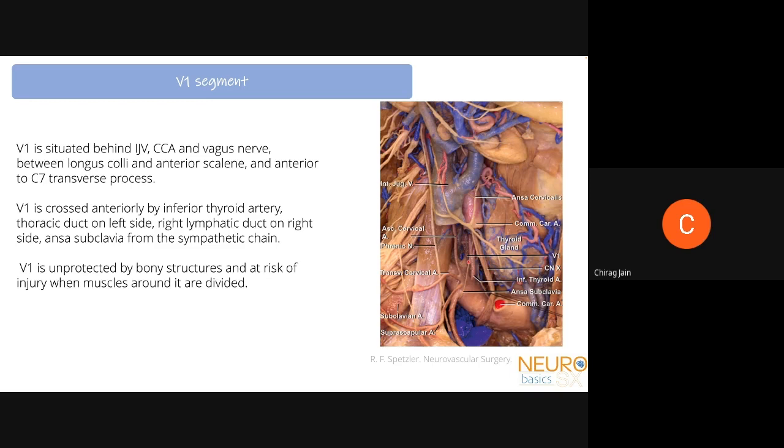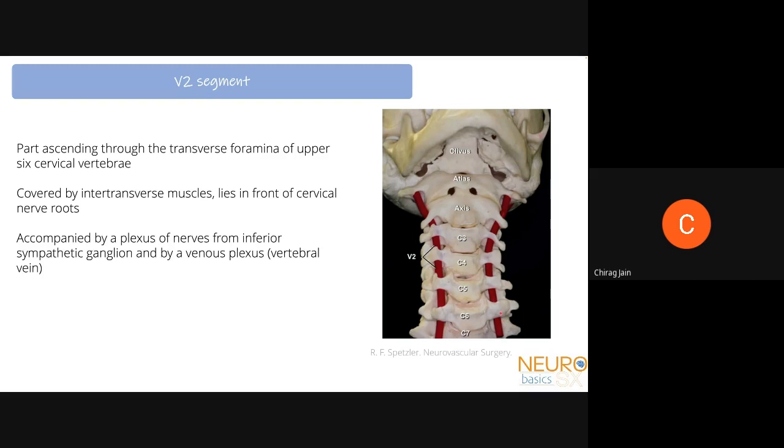The V2 segment, as we have seen, is the part which enters through the C6 transverse foramen and runs through all the transverse foramina of the C1 to C6 vertebrae. It is here covered by the intertransverse muscles, and it lies in front of the cervical nerve roots. It is also accompanied by a plexus of nerves from the inferior sympathetic ganglion, which run along when the vertebral artery is entering the transverse foramen. It is also covered by a venous plexus, which will end up forming the vertebral vein.